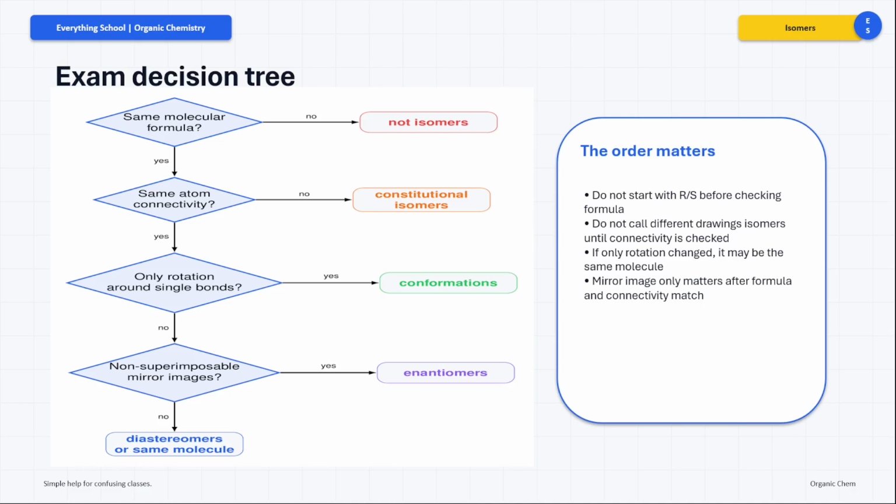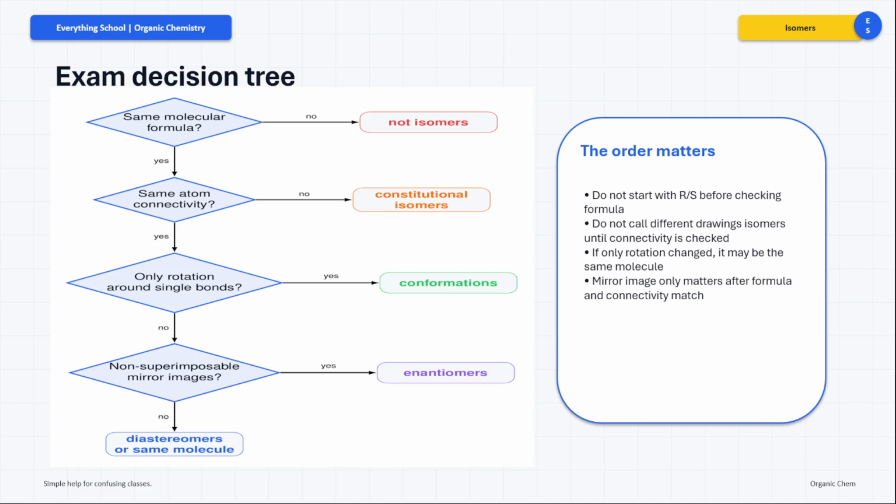If yes, continue. Question 3. Do they only differ by rotation around single bonds? If yes, they are conformations. If no, continue. Question 4. Are they non-superimposable mirror images? If yes, they are enantiomers. If no, continue. Question 5. Are they stereoisomers but not mirror images? If yes, they are diastereomers. This decision tree is one of the best tools for exams.